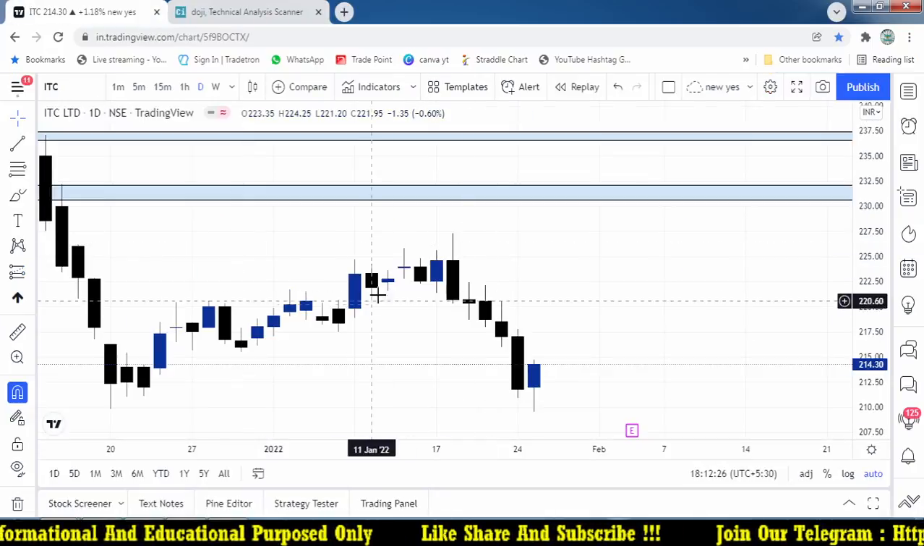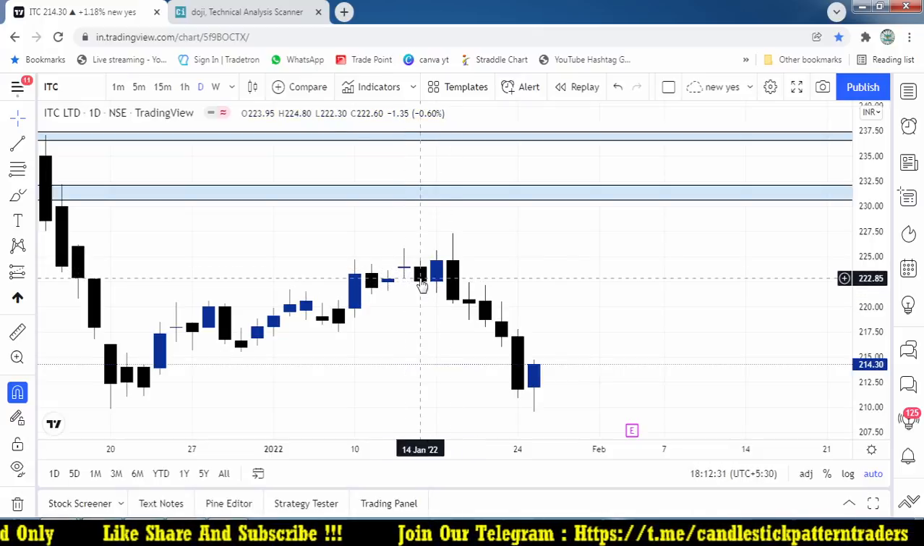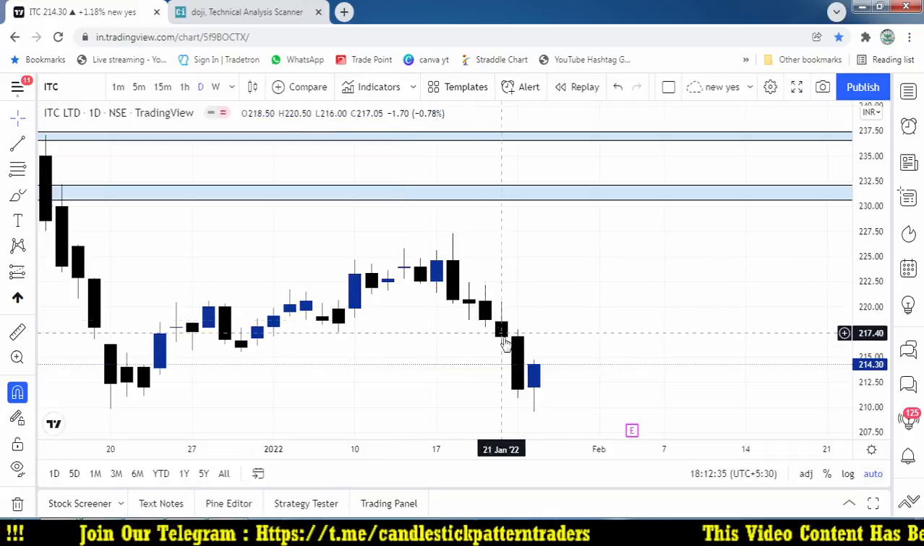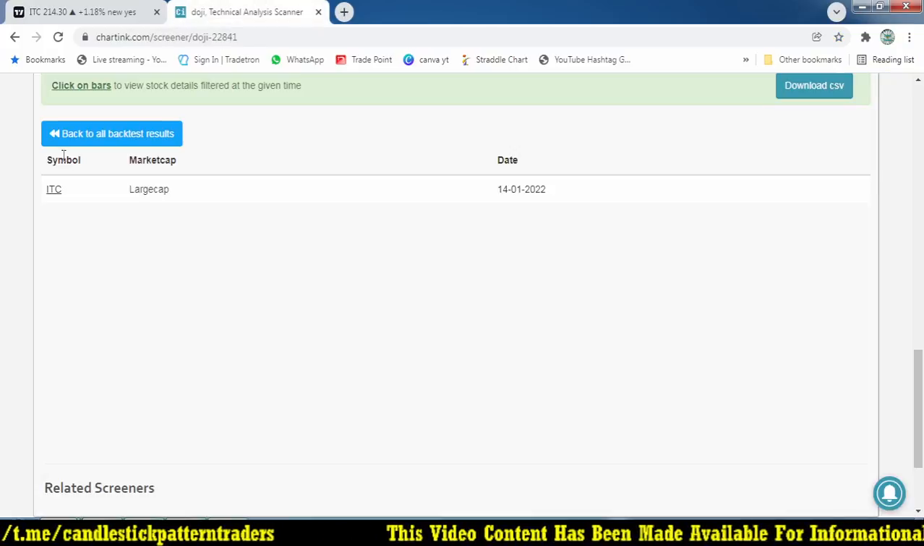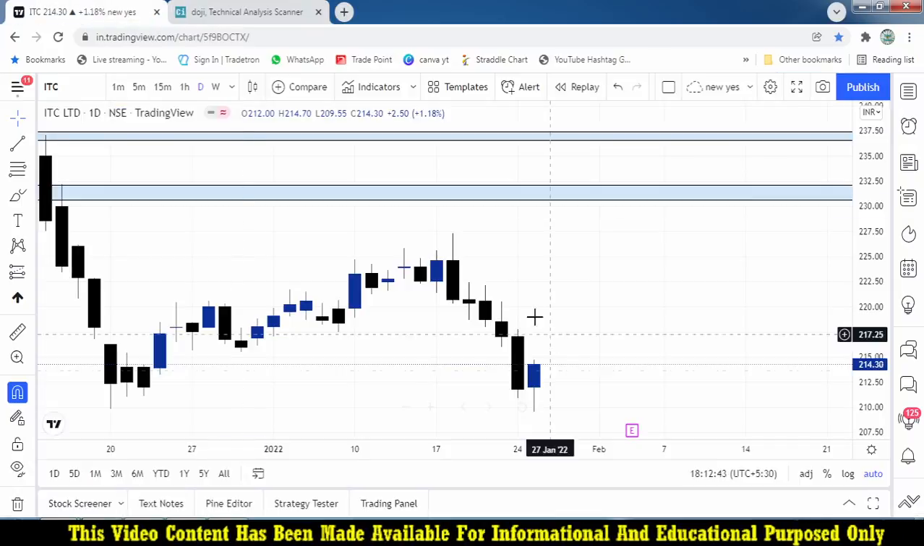ITC, the doji candle, clear. The next day it closed below the doji, and then it maybe triggers your stop loss, but after the trigger it fell down big. Maybe it's a stop loss trade, no problem at all. ITC 14th January. And before that, 13th January Bank Nifty, let me try it.